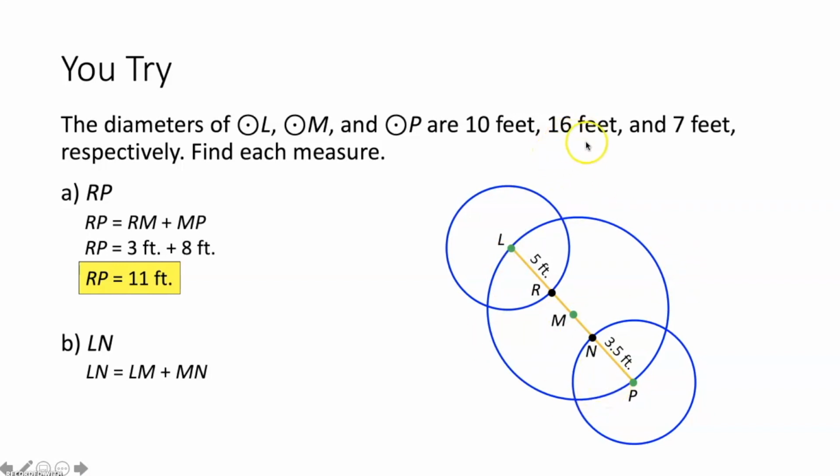And because the diameter of circle M is 16 feet, we know the radius must be 8 feet. So if this is 8 feet, we just have to add that to whatever the measure of segment MN is. Well, how do I find the measure of segment MN?